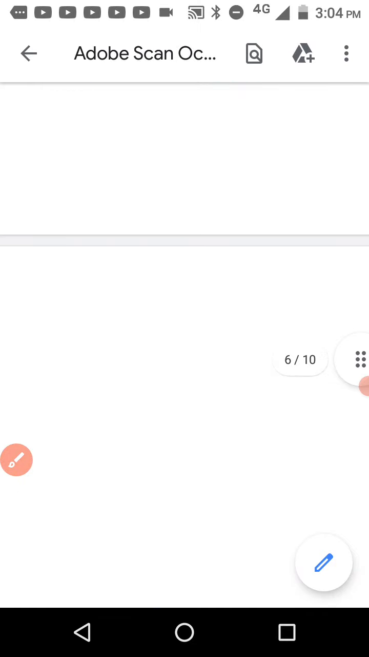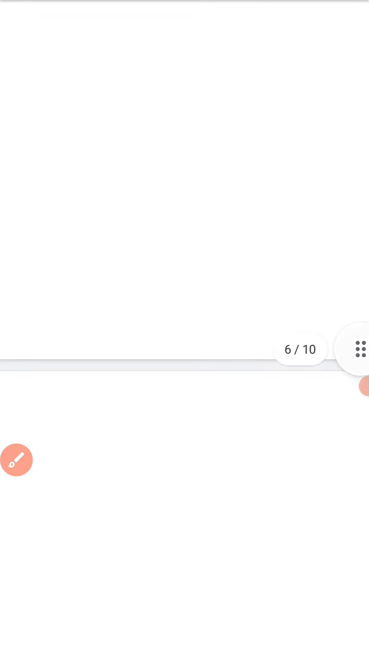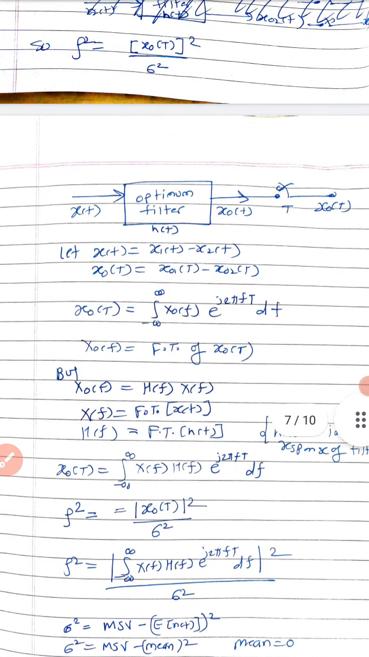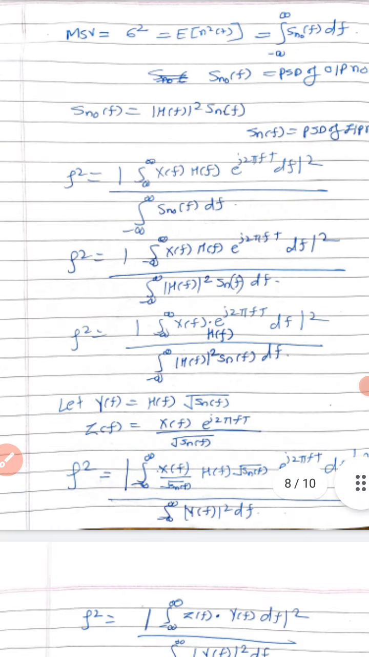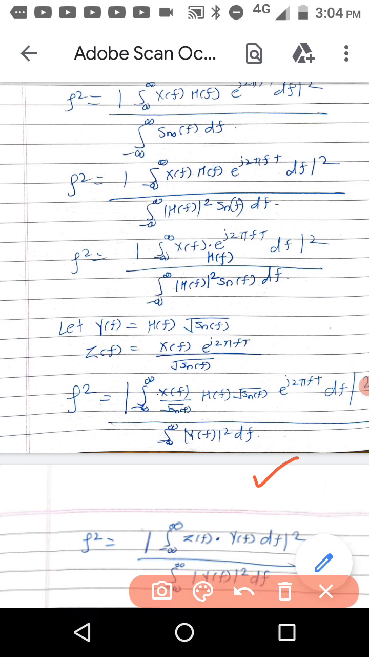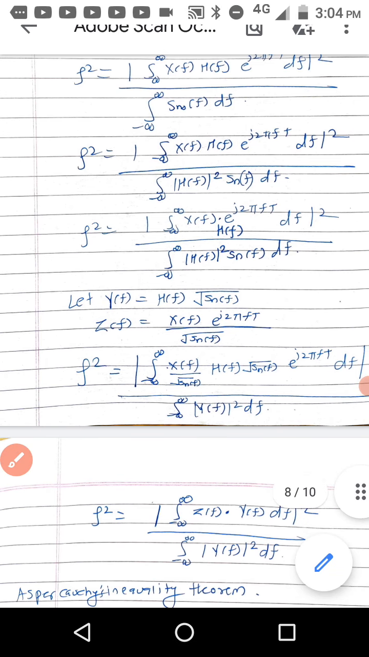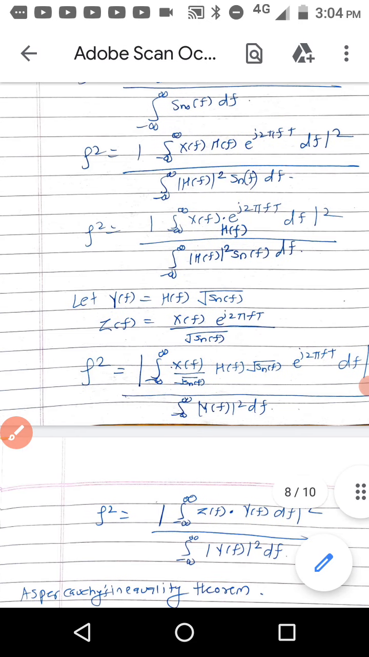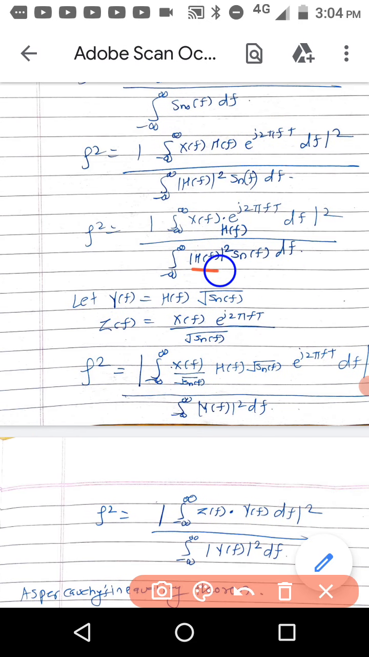Now we have to make some modification to get the result for the transfer function. So what is that modification? We are putting Y(f) equal to H(f) into square root of SN(f), and Z(f) equal to X(f) e raised to j2 pi f t divided by square root of SN(f). Now H(f) into square root of SN(f) is equal to Y(f), so we are writing it as Y(f) square.